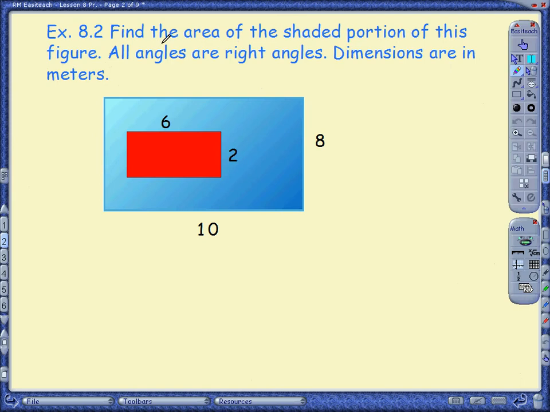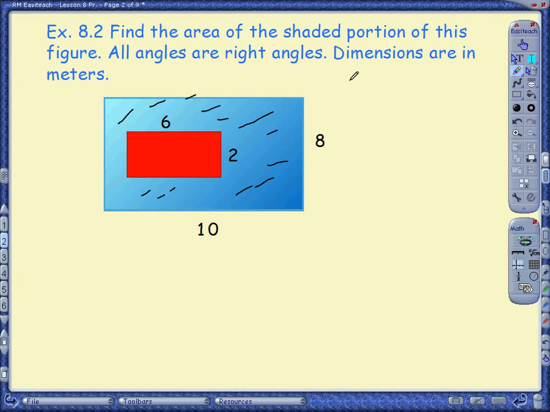This one is a little bit different. It says find the area of the shaded portion of this figure. All angles are right angles. Dimensions are in meters. Well, we want to know, this is the shaded portion, all this in here, the blue. Okay, that's the shaded portion. We don't want this. It would be like if you had a giant surround and you had a rectangular swimming pool. You're not going to count that for pouring cement. You're going to take it away.